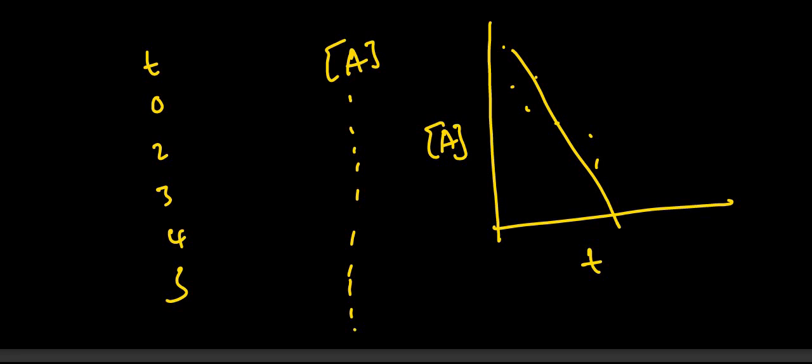So don't force it. If it doesn't come out like this, let's say it comes out differently, like this, it's not a zero order reaction. Something is wrong, so we don't have to force it. We check for something else again.